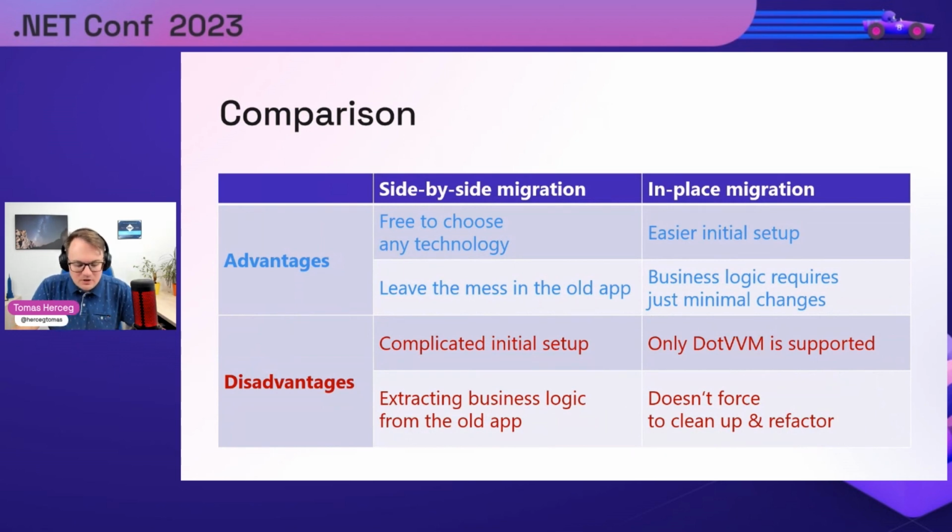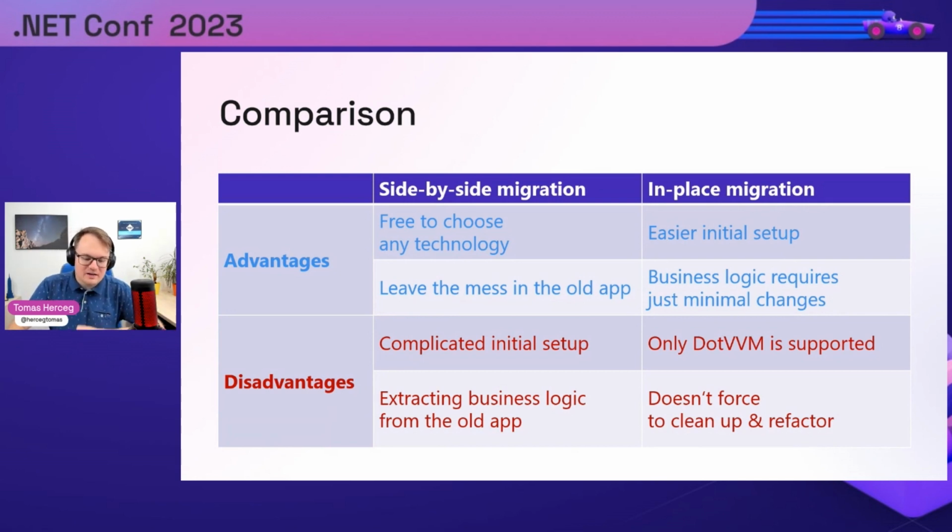The last thing I would like to show is the table with comparison. There are two methods, side-by-side migration and in-place migration. Side-by-side migration gives you a little more freedom because you can use any target framework, any target UI technology that you want. It can be Blazor, it can be React, it can even be DotVVM because it's still working on ASP.NET Core. And because you will not use the same code base, you will take things from the old application to the new application, so some mess can be kept in the old application and removed eventually.